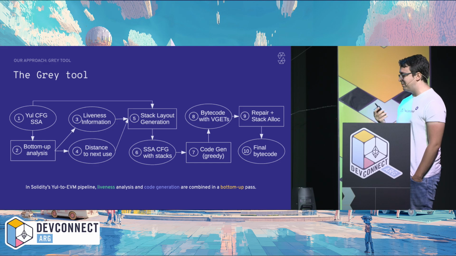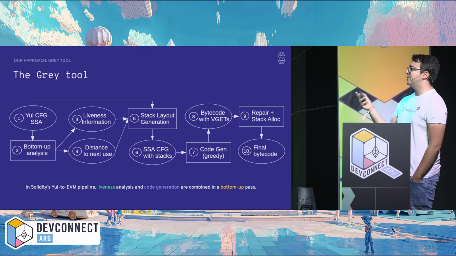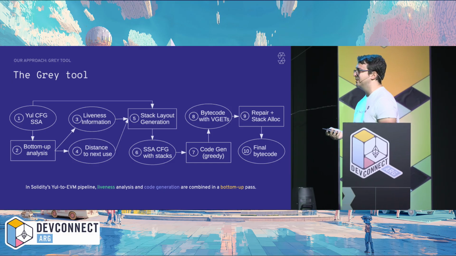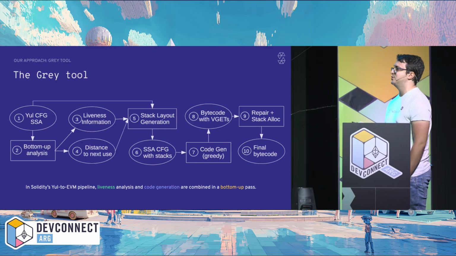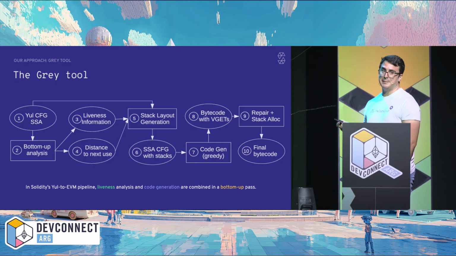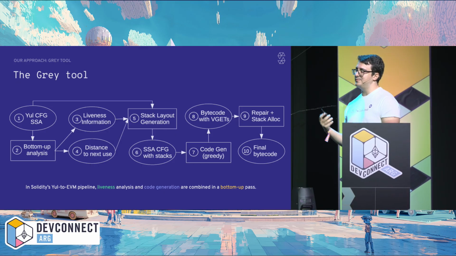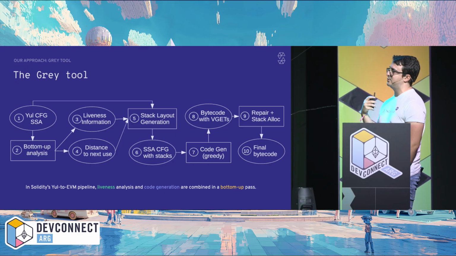Okay, so we have proposed a pipeline that is quite similar to the new pipeline that Moritz was discussing. It's different in the way that we apply the code generation, but the general idea is more or less similar. So we initially have this Joule control flow graph in SSA form. And what we do is a bottom-up analysis to obtain this liveness information, which is the information we are going to use to determine how variables are passed through the stack.